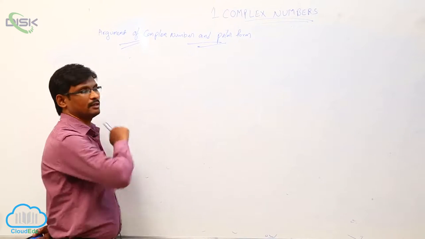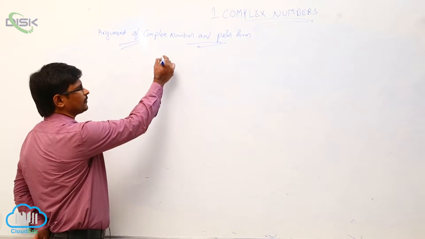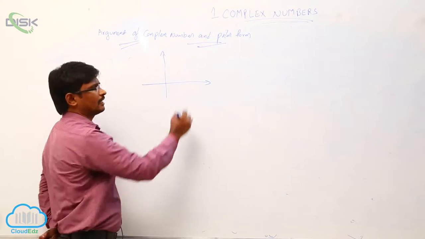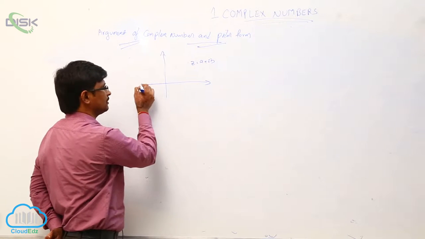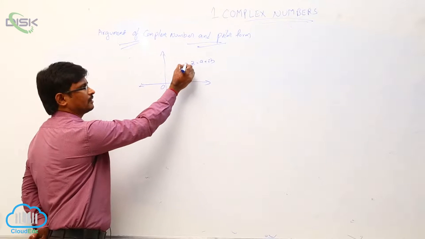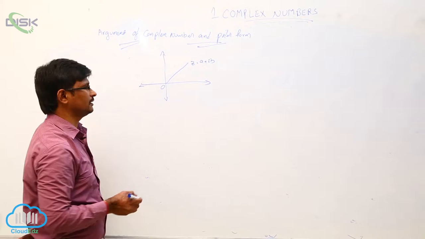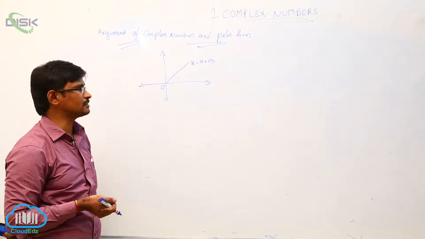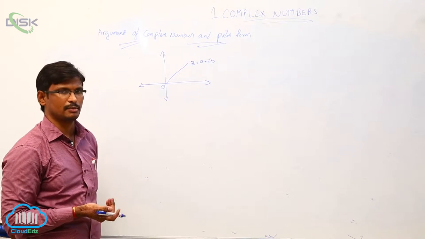We'll see what the argument of a complex number is and what the polar form is. Consider the Argand plane, and z equal to a plus ib is a complex number. Join the origin O and z, right? And we know OZ is the value square root of a square plus b square. What is that called? The modulus of the complex number.